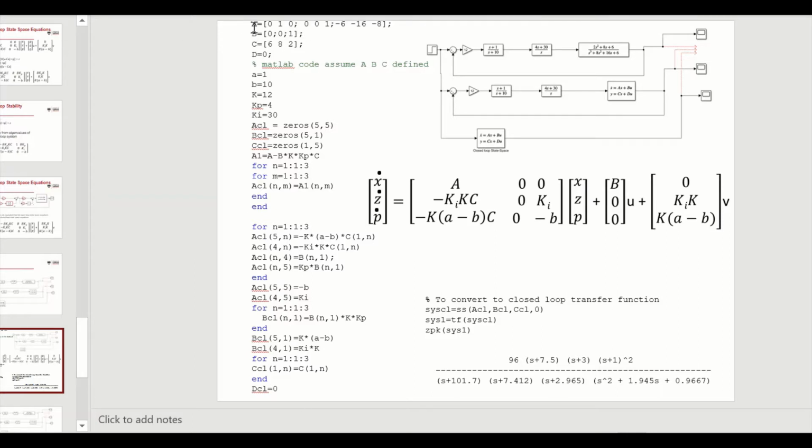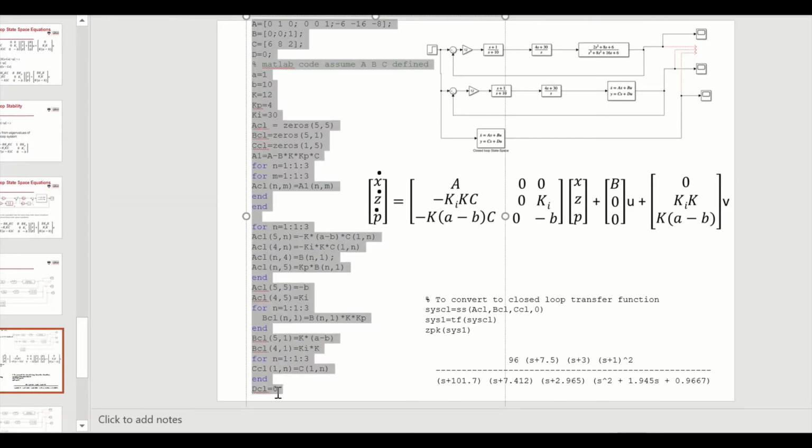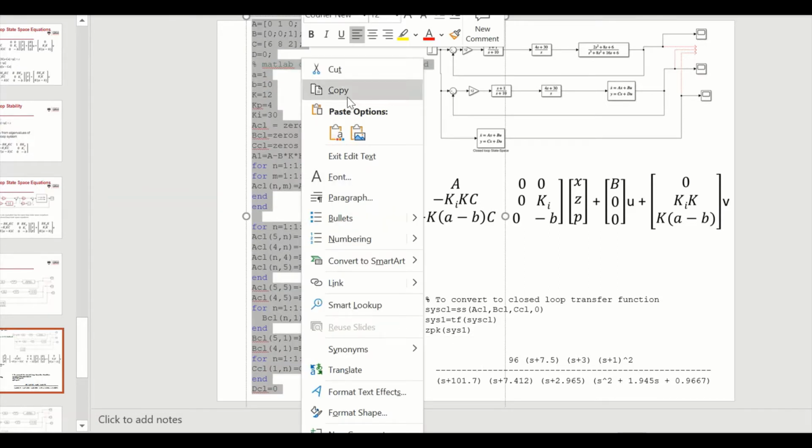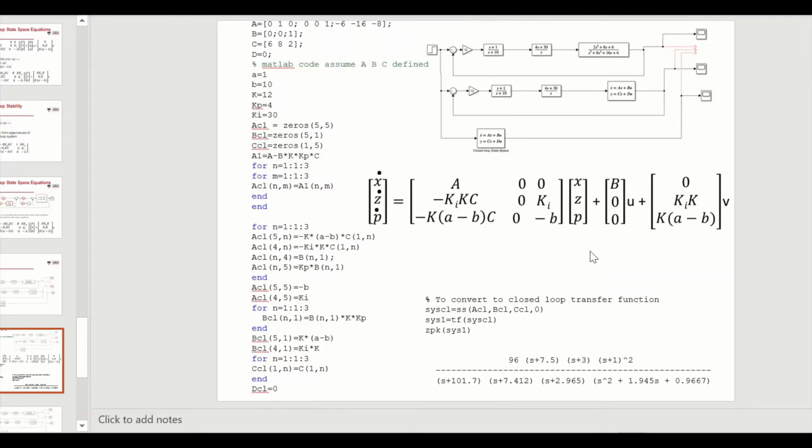So if I now take this bit here and copy this, this is the same sort of code as we had before. Just go over it quickly. This time is the original A matrix for the state space. We've got a is 1, b is 10, K is 12, KP is 4, KI is 30. This time ACL is a 5 by 5 because this is 3 by 3, so 3, 4, 5, 5 by 5. B is going to be a 5 by 1 and C a 1 by 5.